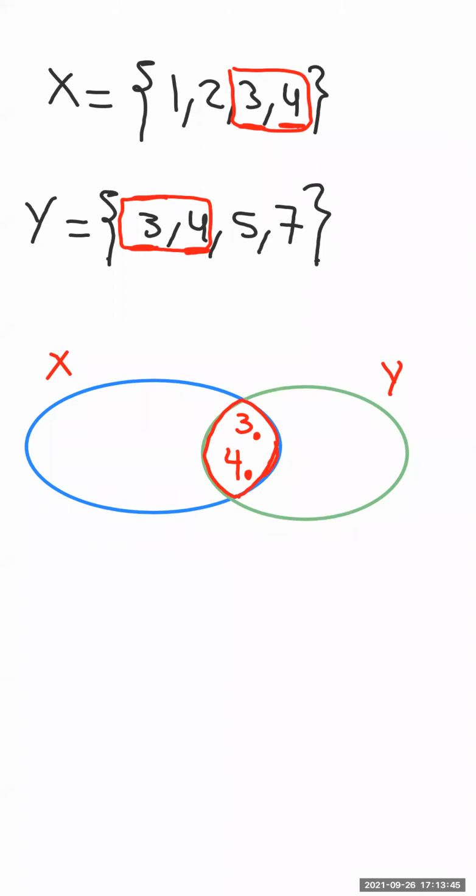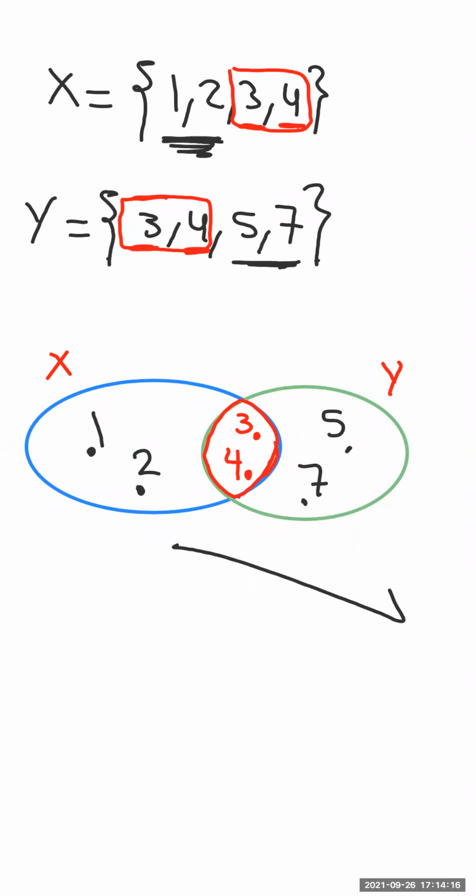Okay, guys? Correct. Now, what will be the next step? Take X. What are the remaining elements? 1 and 2. So place them inside X, at any place, like 1, 2, like that. What about Y? 5 and 7. So 5 here and 7 like this. Now is this one clear, guys?